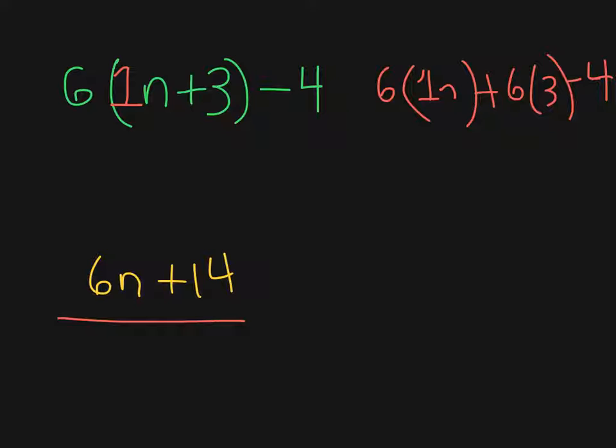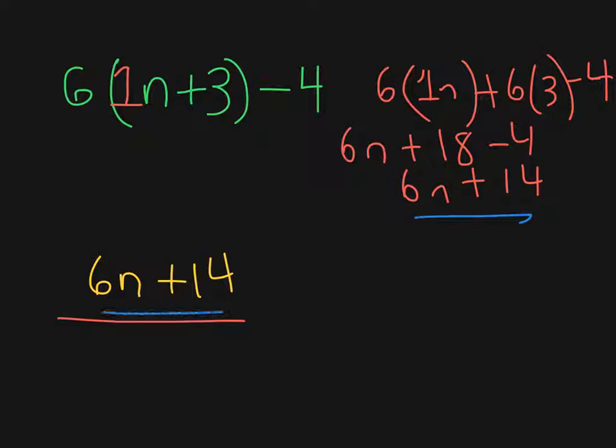So now I'm going to do 6 times 1n, so that's going to be 6n plus 18 minus 4. 6n. 18 minus 4 is going to be 14. So you'll see then that this and this are the same thing, so they're equivalent expressions.